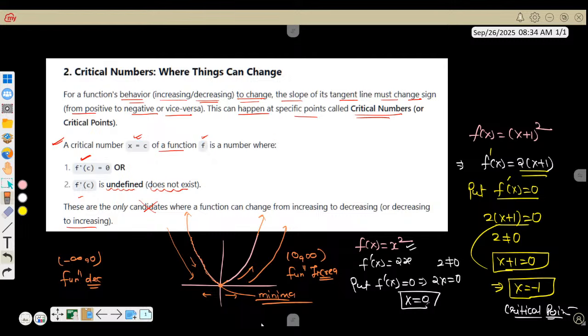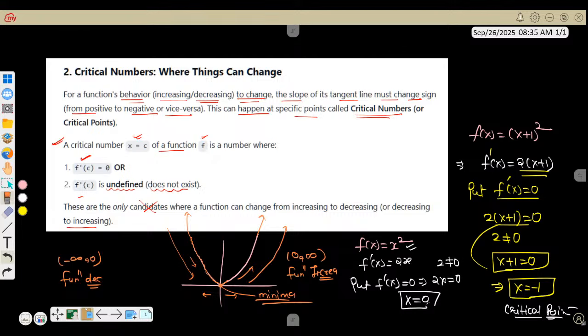So do you plug the critical point back into the derivative? Yes. So first find the critical point, and then plug the value.